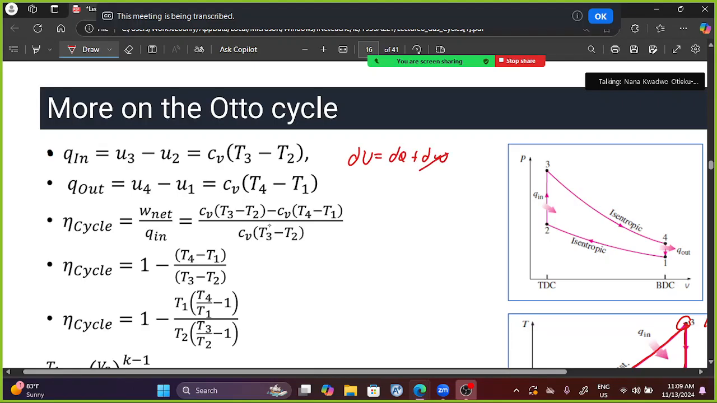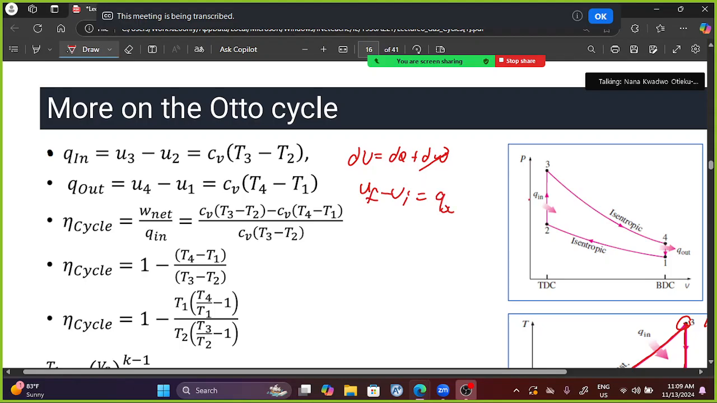So in the case where there is no work being done, there's no shaft work at the part where we are adding heat. The work only happens when we are doing the expansion and the compression. So where we are adding and removing heat, there is no work done, right? So I can have here du become u2 minus u1, or let me say uf minus ui, the final minus the initial, to be equal to the q at that point.